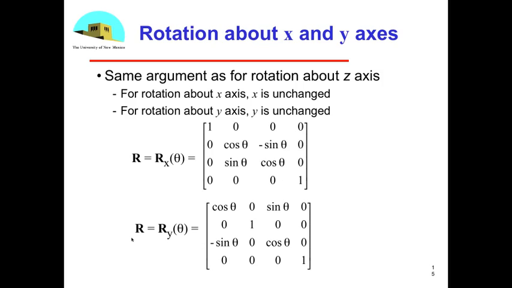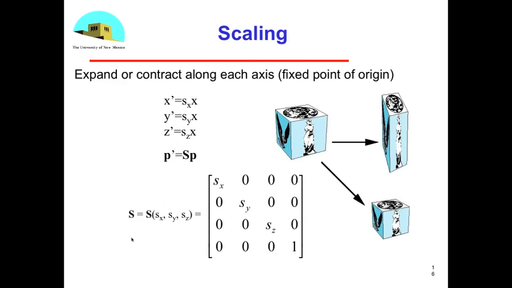So the correct statement would be, these are the matrices for rotating about the x, y, and z axes with a fixed point of the origin. So the question we want to answer eventually is, what happens if I want to rotate about an arbitrary vector in space where the fixed point is not necessarily the origin? Okay, so that's where we're going. But first let's do a few other things.